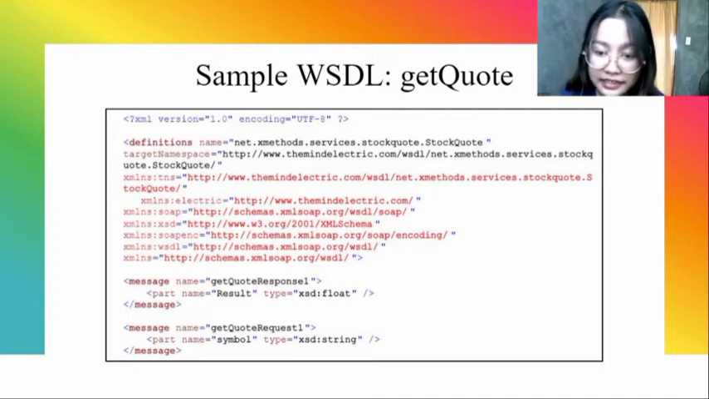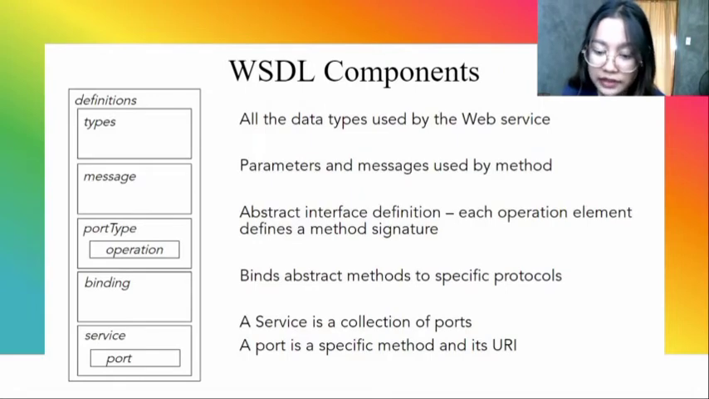And it has xmlns, which is the default namespace of the WSDL document, and it is set to the schema xmlsoap.org/wsdl/. Under the definition element are the types, message, port type, binding, and service.